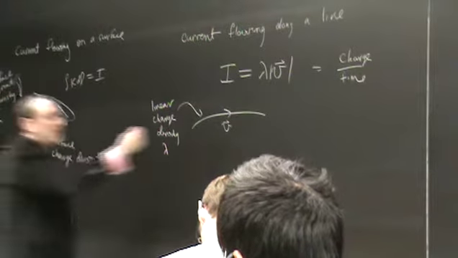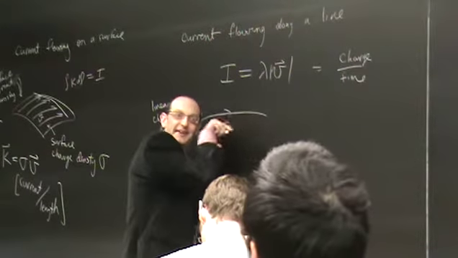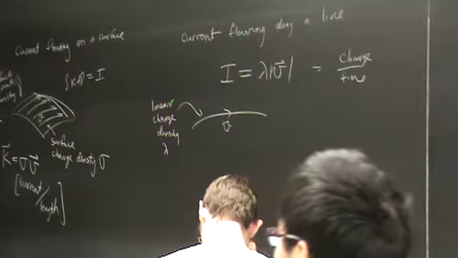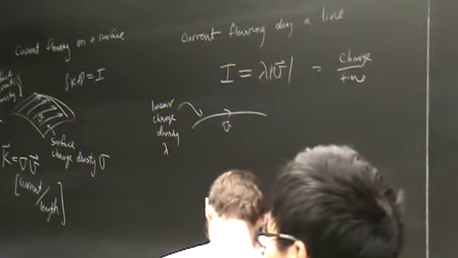And this would be the flux through a point, right? Here it's the flux through a line, here it's the flux through a surface. Okay.